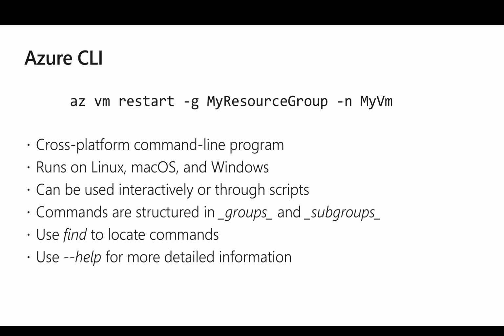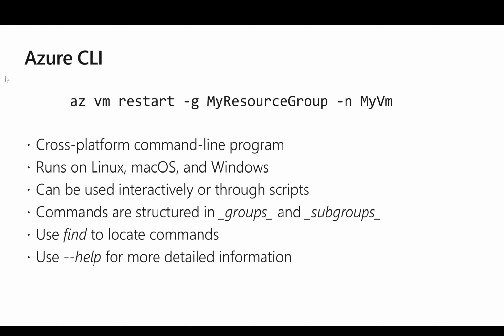So Azure CLI is a cross-platform command line experience which is available on Linux, Mac OS and Windows, and it can be used either interactively or through scripts. We can use find and help commands to check what options are available on a particular command. The format starts with az, and next we specify a group, and after that subgroups and commands as well.